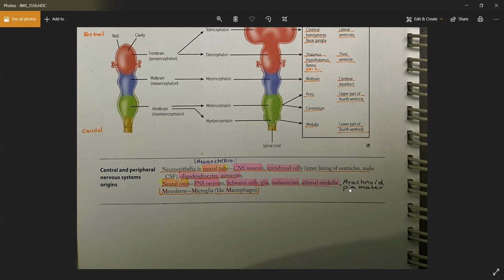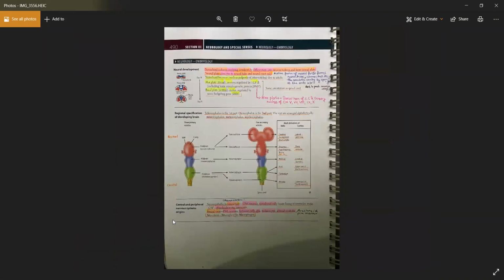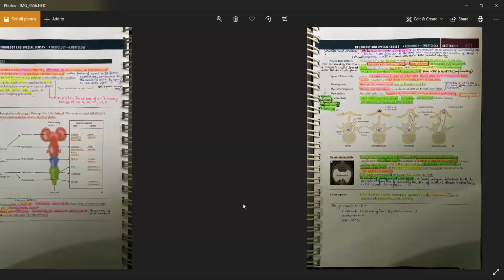So arachnoid matter and pia matter are formed by the neural crest cells, and the dura matter is formed by the mesodermal cells. And the mesoderm also gives rise to the microglial cells, which are the macrophages of the brain. So Step 1 can ask you what cells form from what structures: from the neural tube, from the neural crest cells, or from the mesoderm in the brain. Any doubts so far on this page? No, thank you.